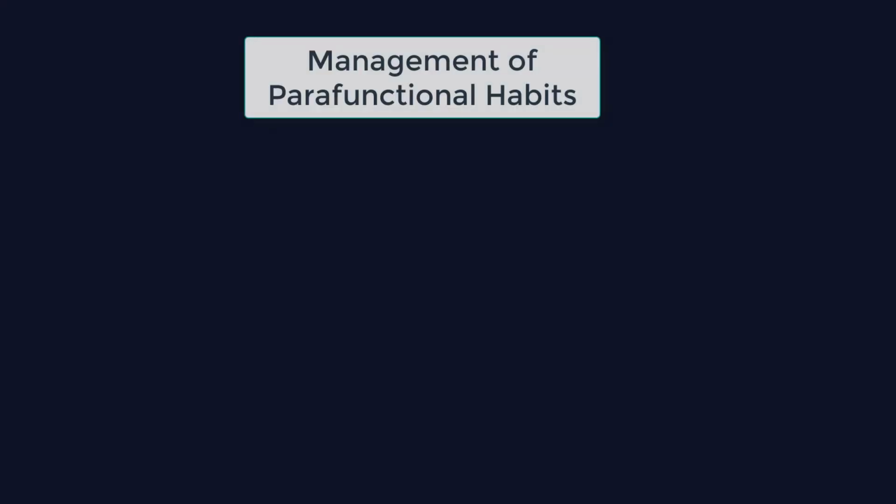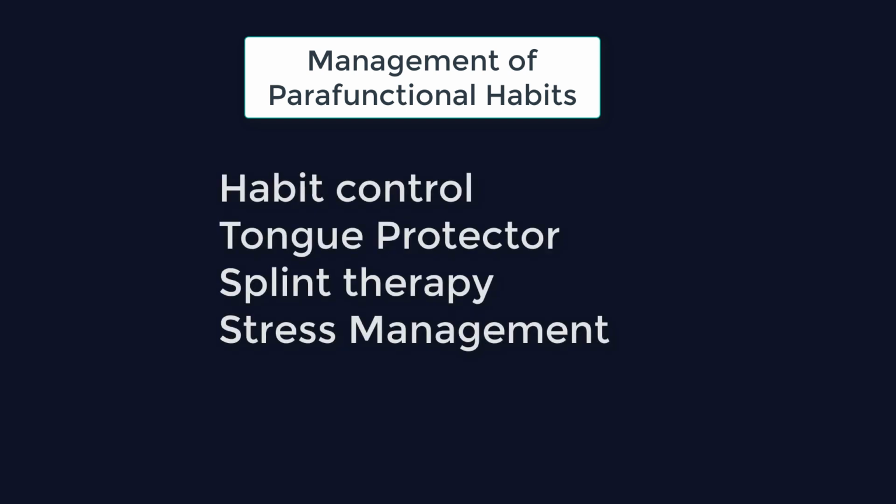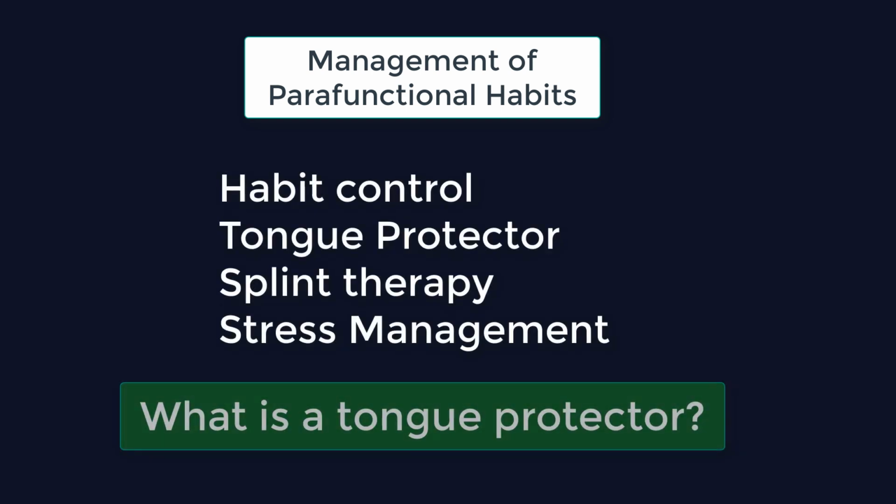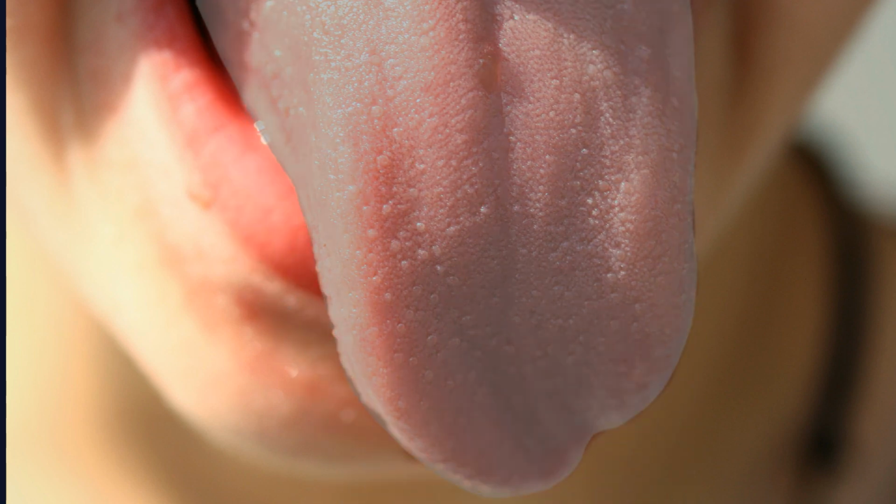We've mentioned briefly how some of the parafunctional habits may be managed, and we listed habit control, occlusal splints, and tongue protector. Now, what is a tongue protector, as some of you may be asking? Well, here it is. So here is the tongue without the tongue protector, and here is the tongue protector coming on. So without a protector, with a protector.